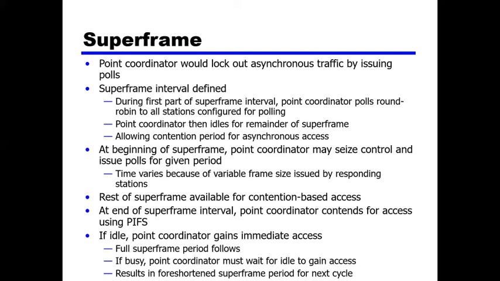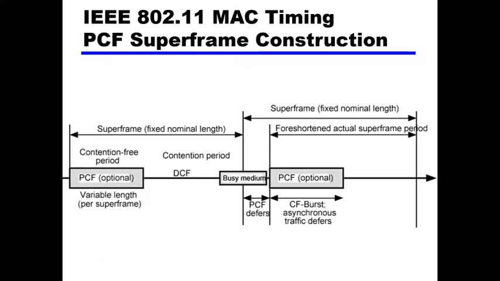At the end of the superframe interval, the point coordinator contends for access using the PIFS. If the medium is idle, the point coordinator gains immediate access for the full superframe period. If busy, the point coordinator must wait for the medium to become idle and gain access. The result is a shortened superframe period for the next cycle. So the MAC timing PCF superframe construction should be self-explanatory in this diagram.